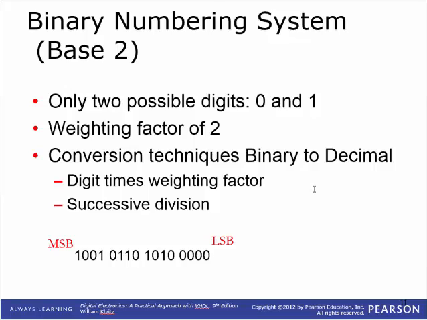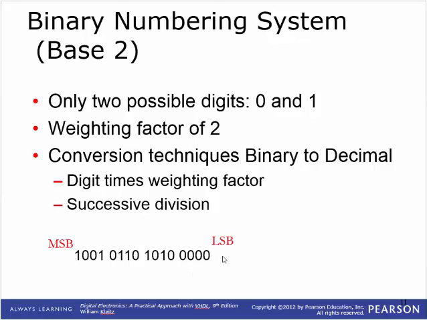I'm actually going to cover two different conversion techniques for converting binary to decimal. One is called the weighting factor technique, which is sort of what I just illustrated in base 10. So a digit times the weighting factor. But there's another technique that I'm going to show you that I don't think you guys know already, which is called successive division. And this is useful so that we can also deal with fractions. So here's our binary number, an example binary number down below.